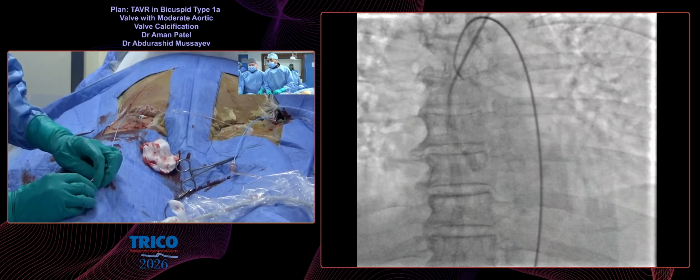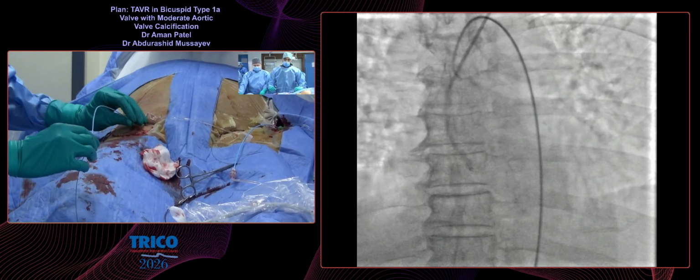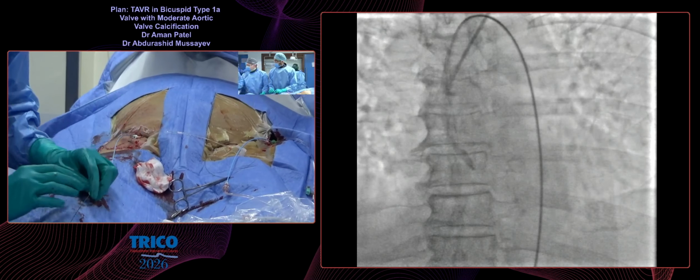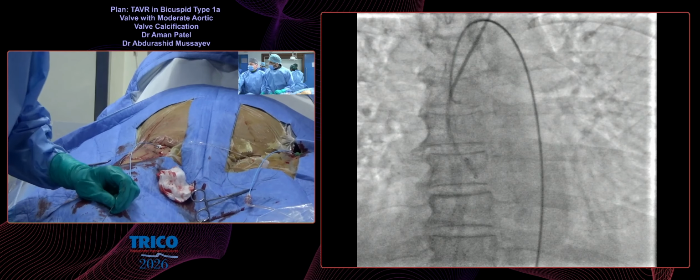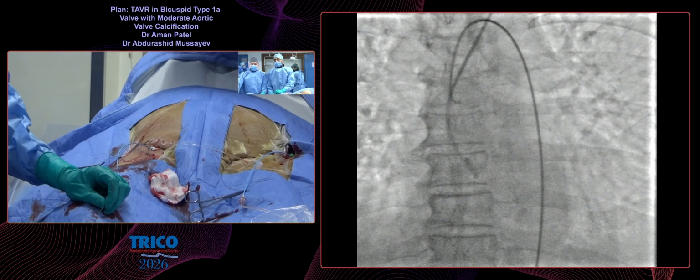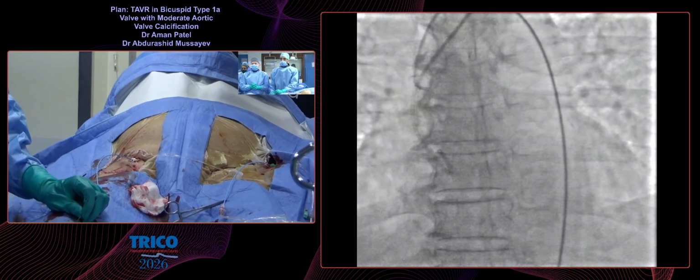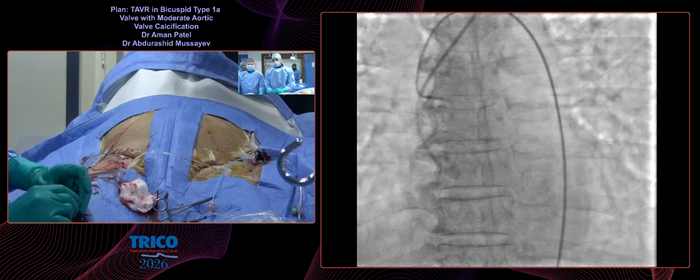Cusp overlap view, please. At TCT 2025, there was a large series presented from East Asia about the 2 Perclose versus Perclose and Angio-Seal, and none was superior to the other. And now we're going to cross through the valve with the Lima catheter.